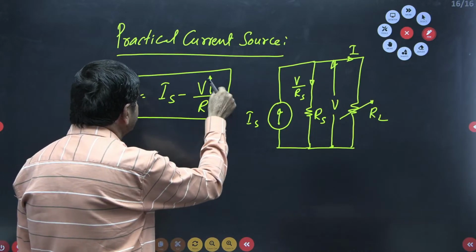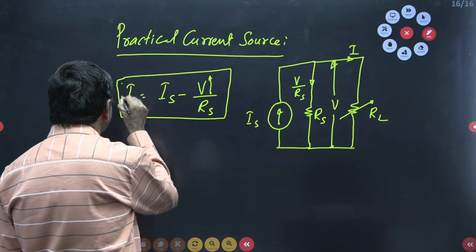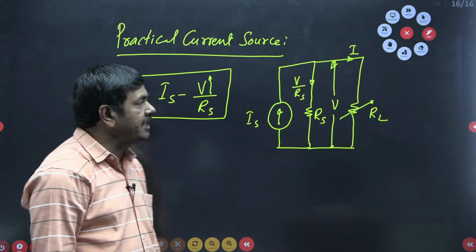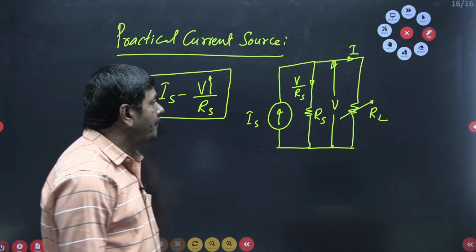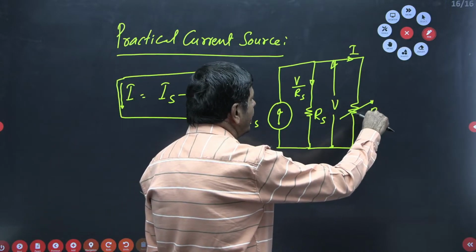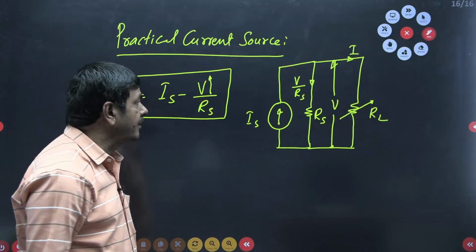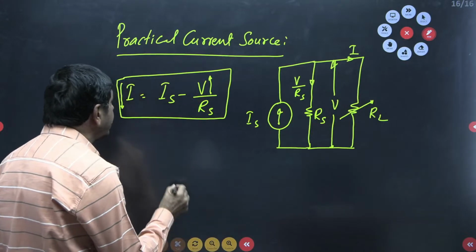Difference is decreased means current is decreased only now. How will the variation of the load voltage be made? By changing the RL. When you change the RL value, the V value changes only, we can say. Understand my point now. I can draw the diagram in this way.